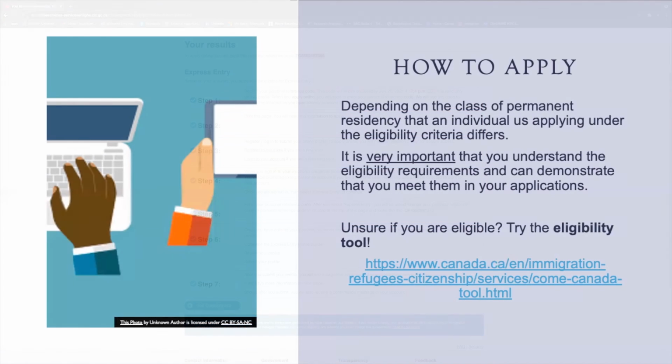Now that we've completed the eligibility tool, we should have a better understanding of what streams of permanent residency we're eligible to apply under, and that should help direct us when we go to fill out our applications. However, there is one more term that we do need to discuss before we're there.